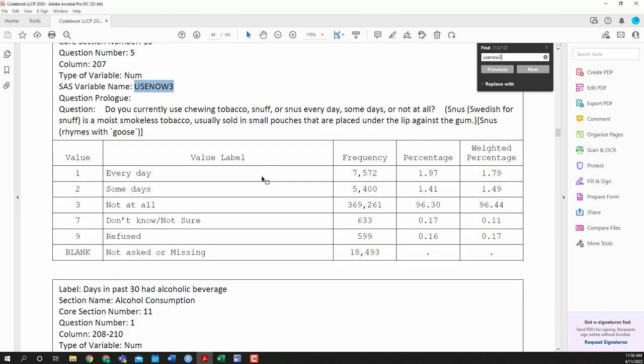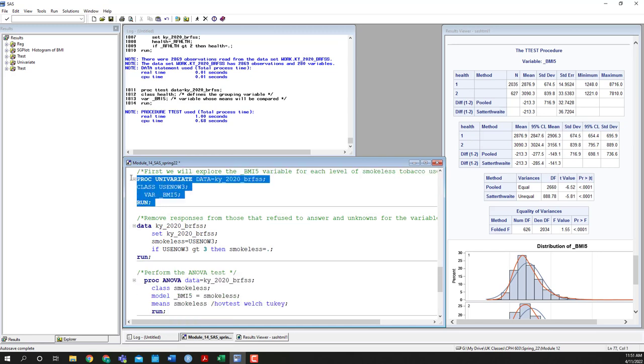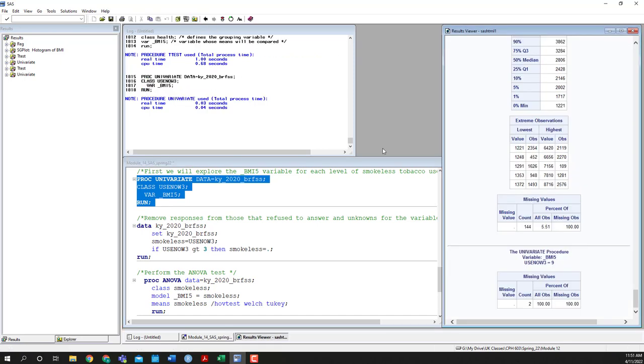Here is our variable, and so this looks at whether or not you use smokeless tobacco. So every day, some days, not at all. And I do want to put a caveat here. I don't necessarily think that this is the best one to compare to BMI, but it was one that had more than 2 categories. So I'm not saying this is necessarily the best comparison to make here. And then the 7s and 9s are for the don't knows, not sures, and the refusals. Alright, so again, we're going to do the same thing we did before using that proc univariate, and we're going to look at the summary of BMI for each of those levels of smokeless tobacco use.